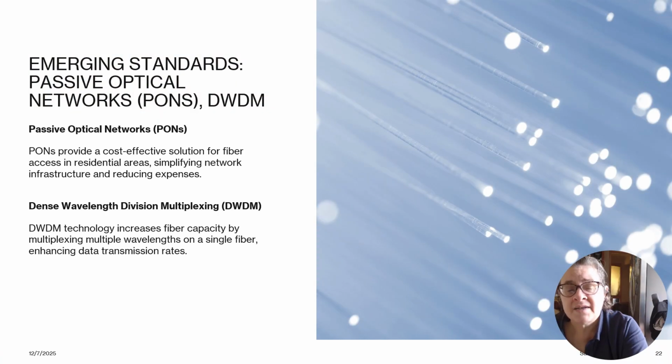PONs, or passive optical networks, and DWDM, or dense wavelength division multiplexing, significantly increase fibre capacity by multiplexing multiple wavelengths.